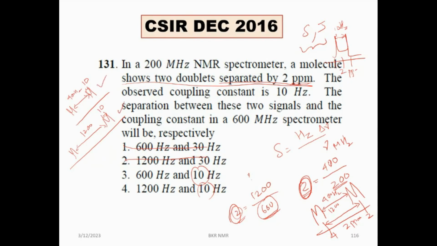So if two different doublets are 400 hertz apart in a 200 MHz instrument, then in a 600 MHz instrument they will be 1200 hertz apart. Is this point clear? Yes, so the answer is option D. Those who have not understood previously, now just keep this in mind. The coupling constant value won't change, and chemical shift values never change. Only the distance between the peaks can change. That is why the spectrum becomes clearer and clearer when you operate at a higher frequency.